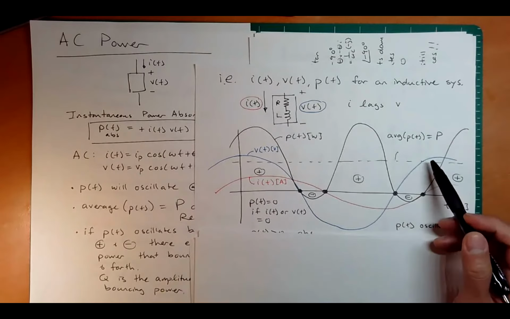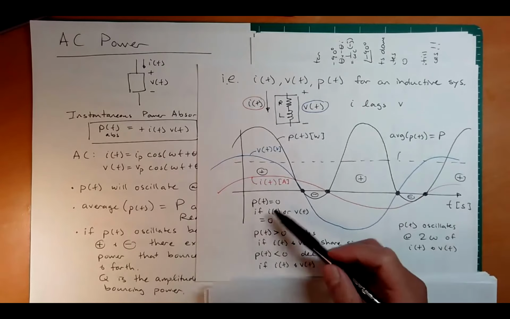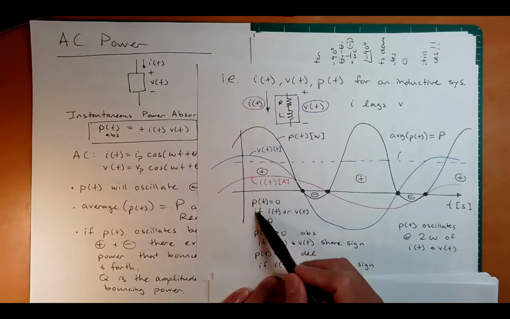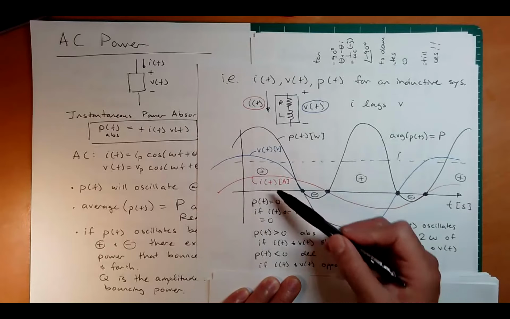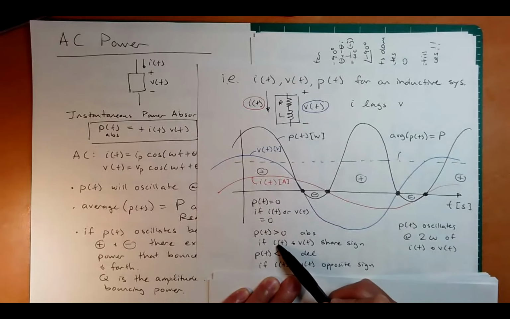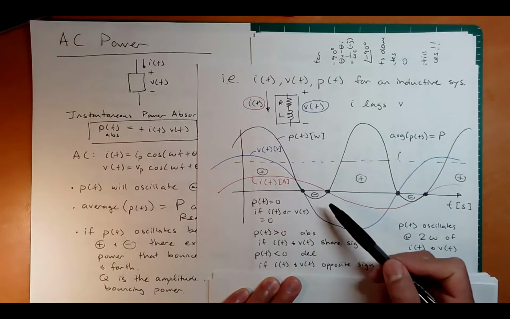Okay. And so I wrote out what I've been saying here is that the instantaneous power is 0 if either I or V are 0. And the instantaneous power is positive if I and V share the same sign. The instantaneous power is negative if I and V are opposite sign.